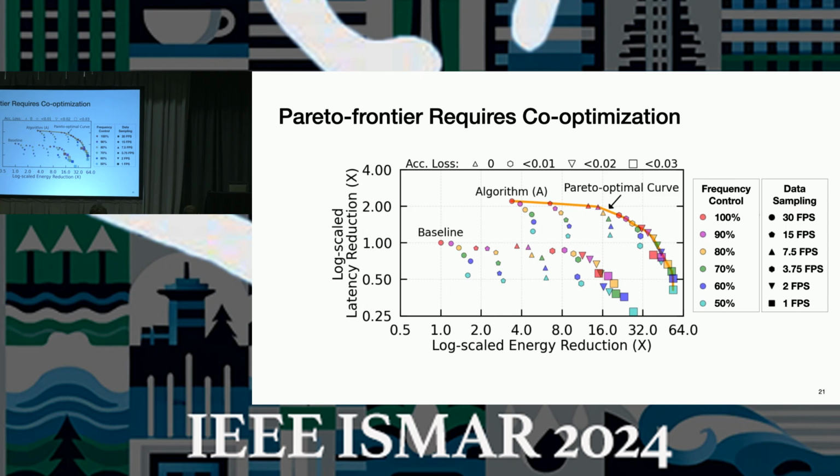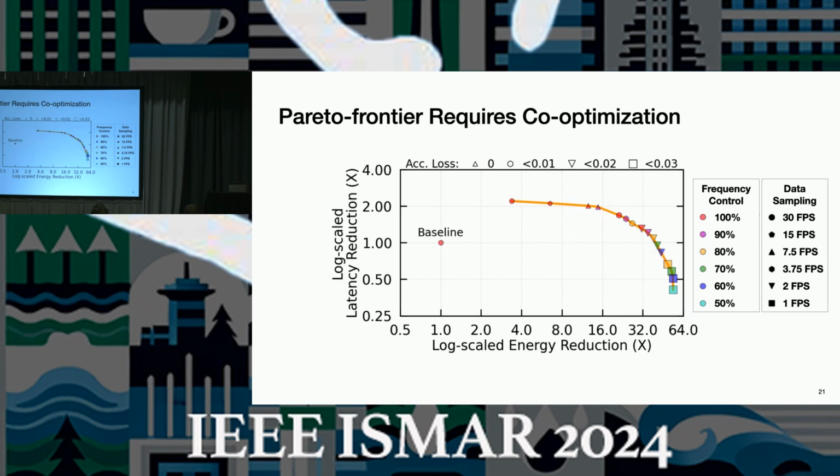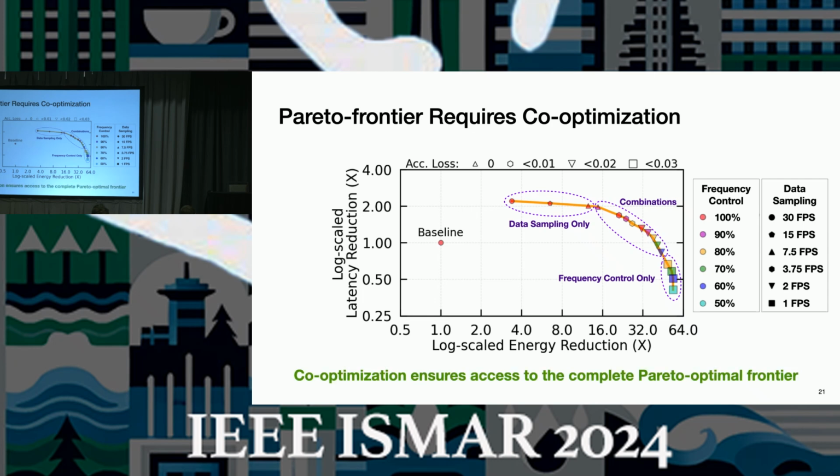We then find a Pareto optimal curve, where designs on the curve outperform others either in energy savings or latency reductions. These designs are of particular interest, so we simplify the trade-off space by hiding others that fall below this curve. The full Pareto optimal curve can only be achieved by co-optimization. Here we show 3 segments of the curve that is achieved by applying only data sampling, only frequency control, and a combination. So applying each one individually can only access part of the Pareto optimal curve and thus misses potential trade-off opportunities.